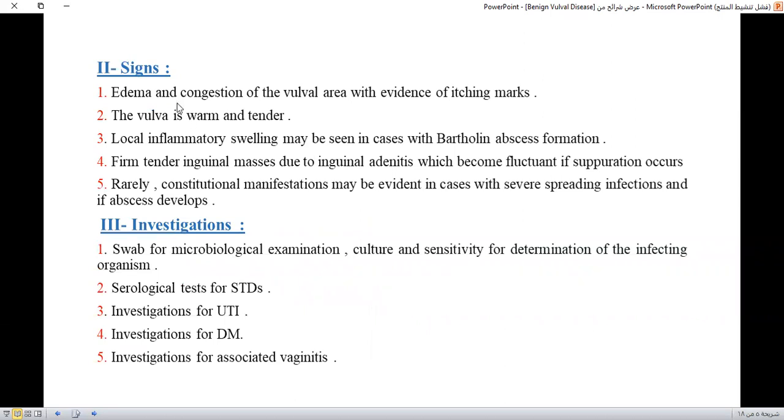What are the signs related to vulvitis? Edema and congestion of the vulval area, warm and tender, presence of swelling like Bartholinitis abscess. Maybe there is a firm tender inguinal mass due to inguinal adenitis, and rarely constitutional manifestation when there are severe spreading infections and if abscess develops.